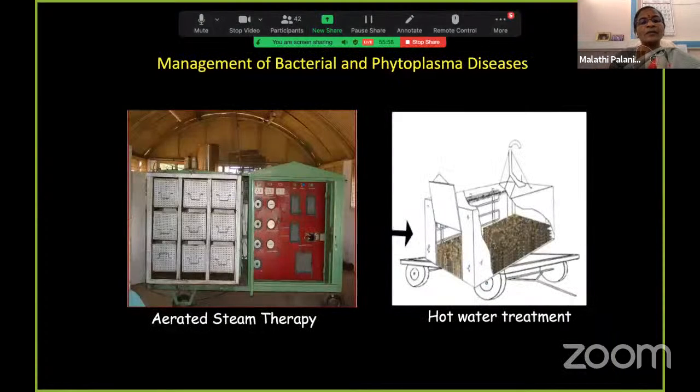Then regarding management of bacterial and phytoplasma diseases, we are recommending aerated steam therapy and hot water treatment at the factory level, for producing disease-free seed material for distribution. For distribution of seed material, we are recommending, under field conditions, the 3-tier nursery program.